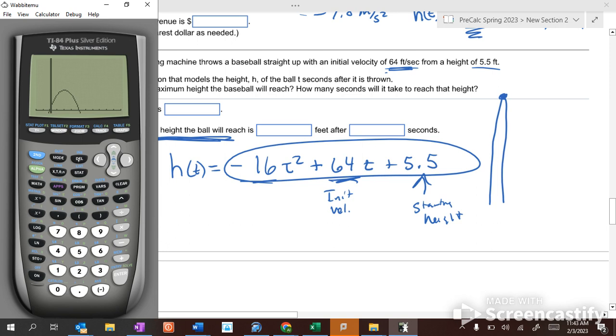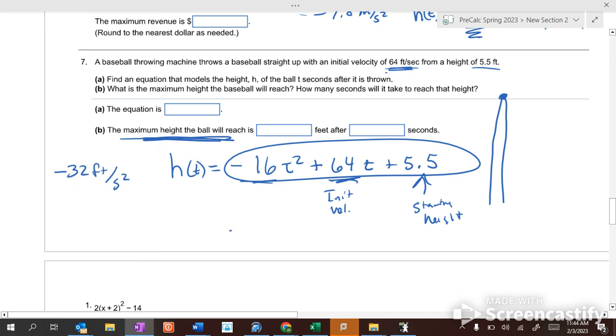Okay? So I go second trace, find the maximum, go to the left of the maximum, enter, go to the right of the maximum, hit enter, and hit enter again. The maximum height of the ball is 69.5 feet. It happens after 2 seconds. Okay? So that's the basics of what you guys are doing today.